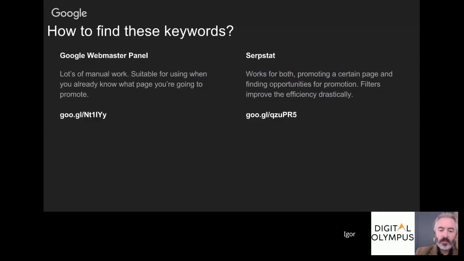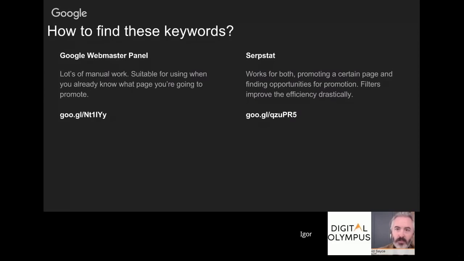There are 2 ways to find these keywords to work on. One is with Google Webmaster Panel and the other one is with SERPstat. By the way, everything that I'm showing here, I'll be showing SERPstat as an example, but you can use any other tool. If you're using SEMrush or Ahrefs, or if you have any other source of data, you can use that. Almost everything here is interchangeable, so don't worry too much about me using SERPstat.